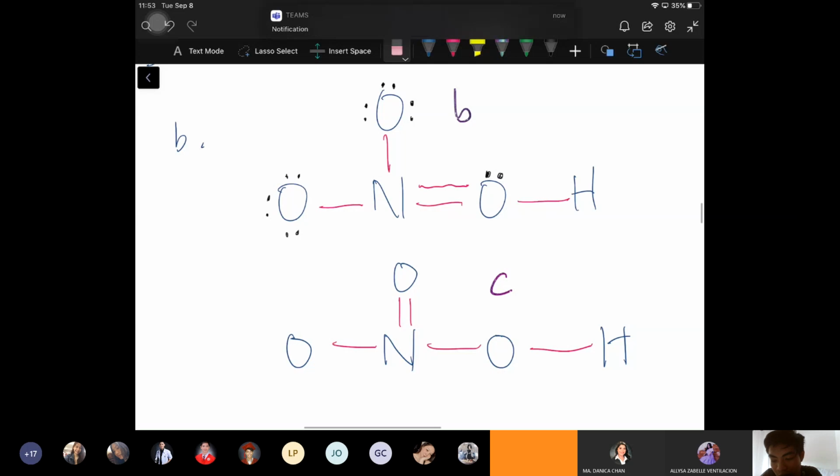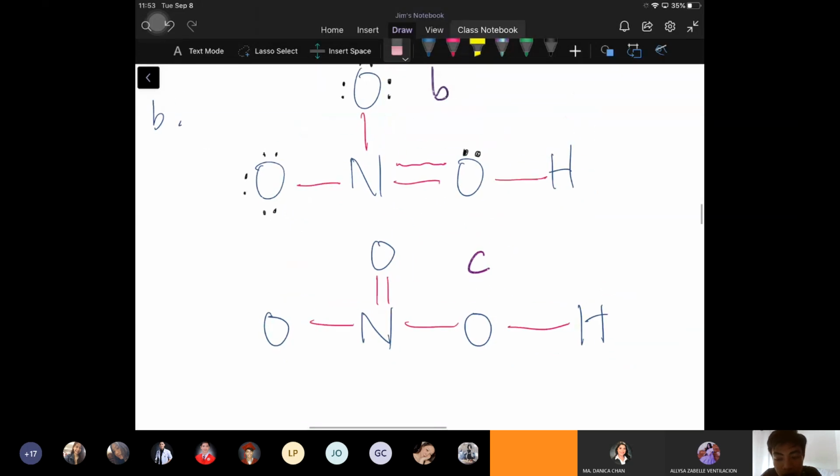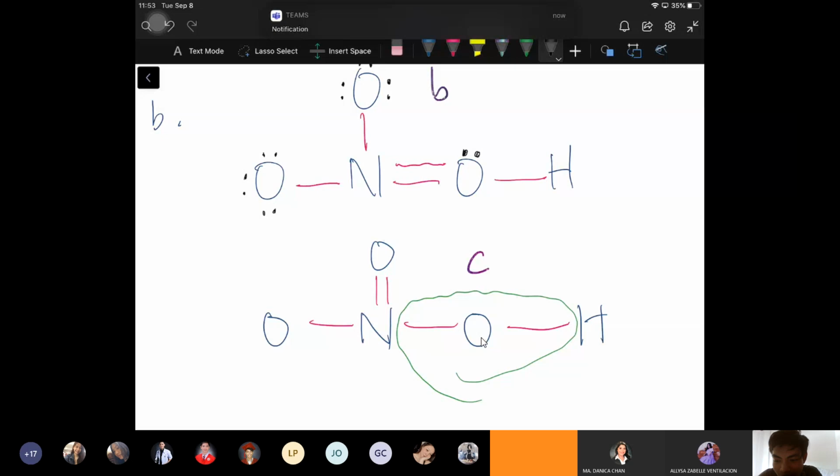Mukhang okay. So, tingin tayo kay C. Baka si C yung matatanggal. So, tingin tayo dito. Ilang lone pairs kailangan niya? Dalawa. Since it already contains 4 electrons, it needs 4 more electrons or 2 lone pairs. So we have 2, 4, 6, 8. So okay na yung octet rule natin.